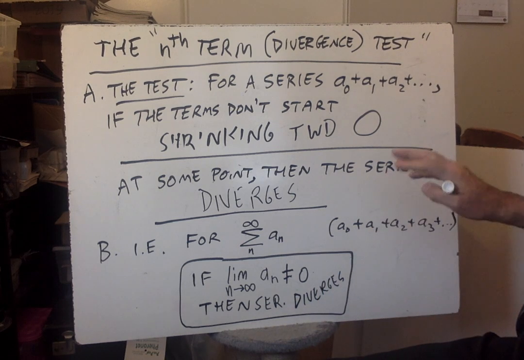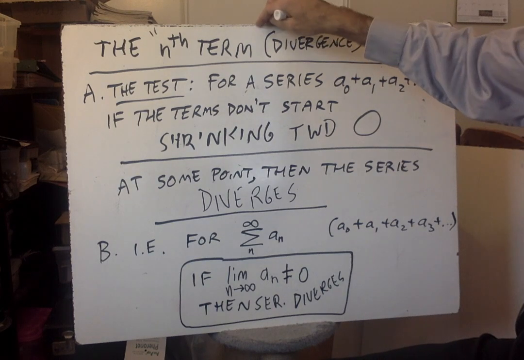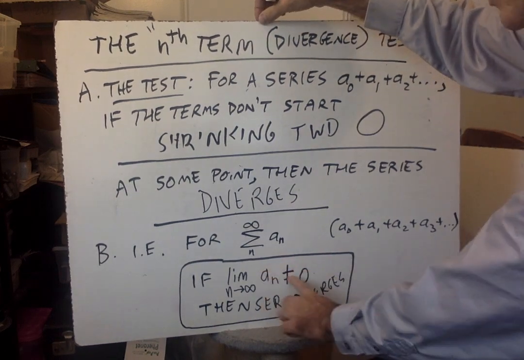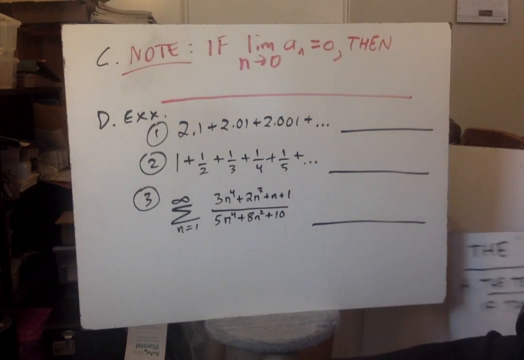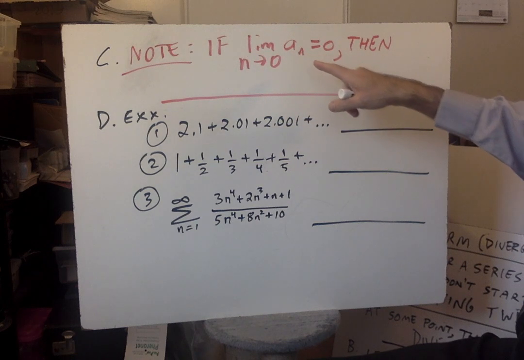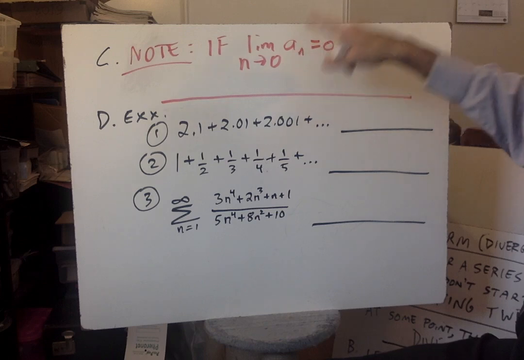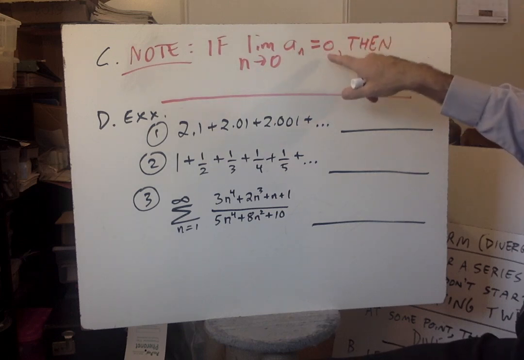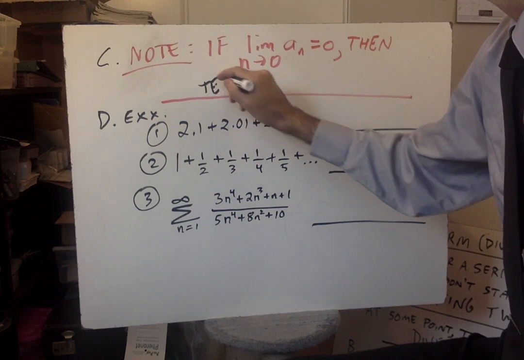The terms don't have to diverge. The terms could approach a finite value like 2. The terms just, if they don't approach 0, then the series diverges. Okay, now notice this is very important. What if it passes this test? If the individual terms have a limit, as n gets bigger and bigger, and that limit is 0, then what does that tell you? That tells you nothing.